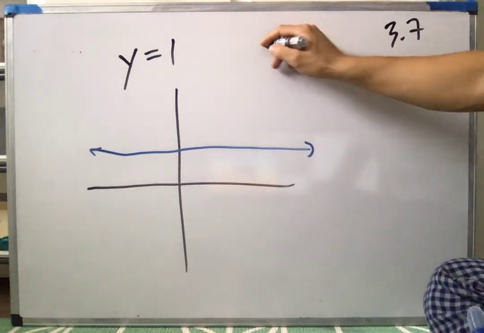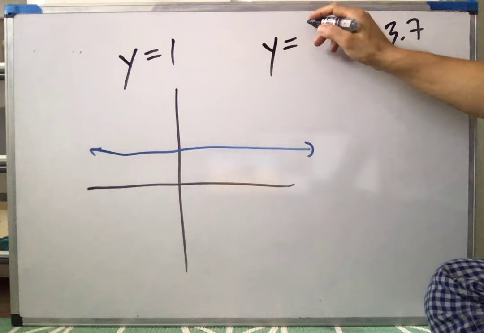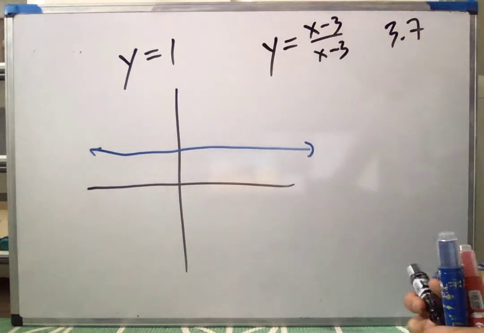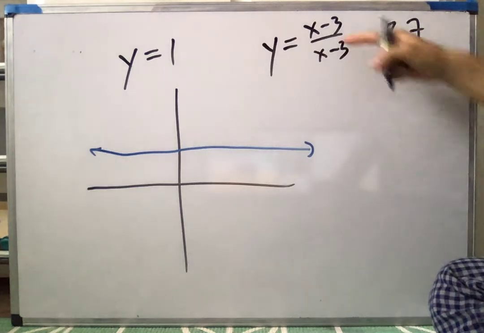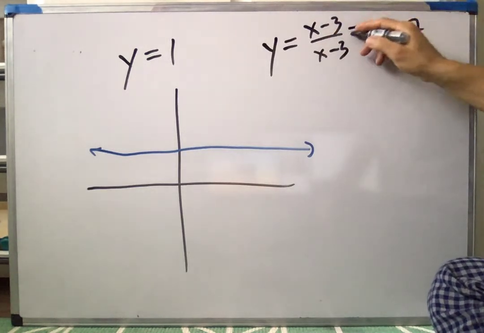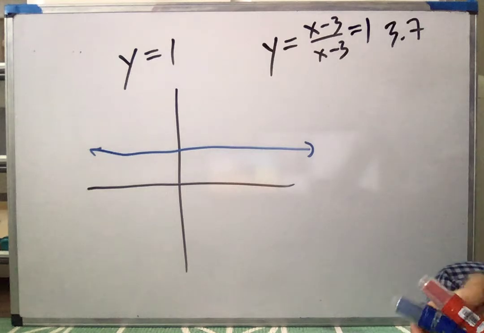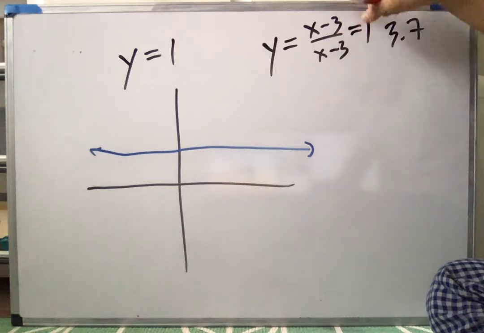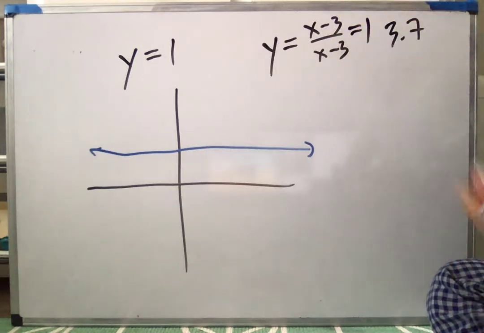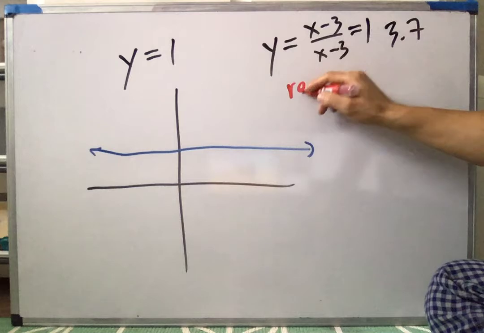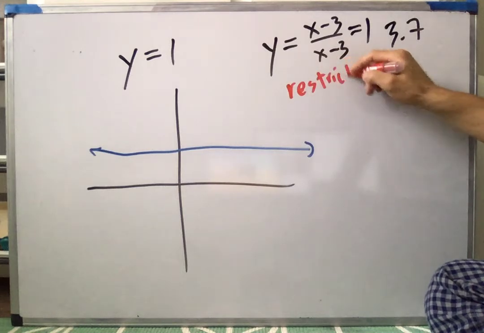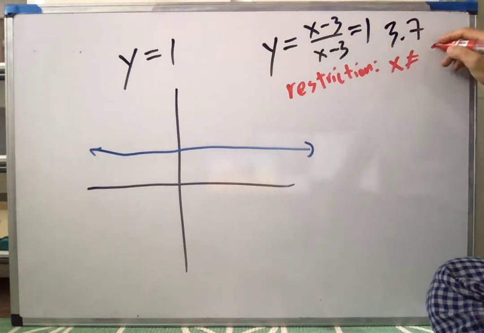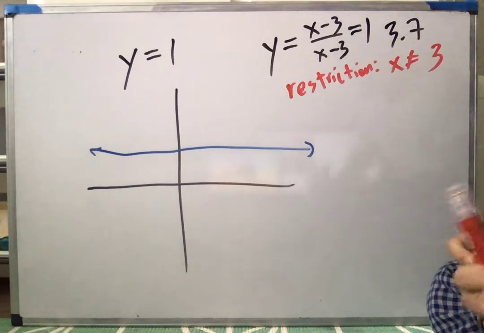Now, if I was to look at this function, let's say y is equal to x minus 3 over x minus 3. Here, I could simplify this, right? Because anything over itself is just equal to 1. However, I have a restriction, because if x is equal to positive 3, then I would be dividing 0 by 0, which does not make sense. I can't divide by 0. So the necessary restriction is x cannot be equal to positive 3. Now let me graph that side by side.